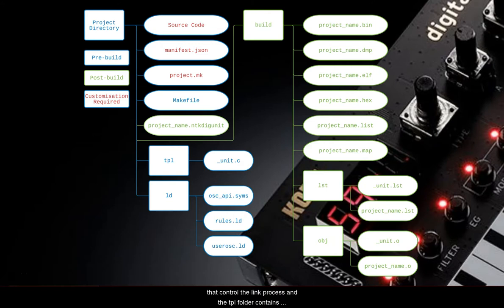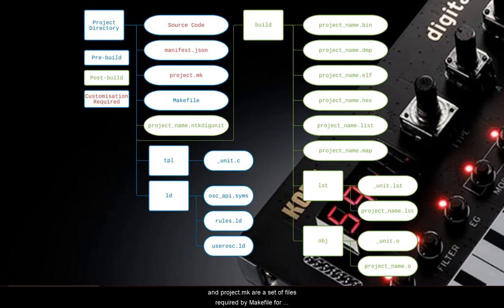The ld folder contains files that control the link process, and the tpl folder contains the oscillator entry template, which is required to interface the user program with the unit. Most of the files in the project directory require no modification for new projects. The files which require modification are the source code, manifest.json, and project.mk, and these are highlighted in red in figure 1.